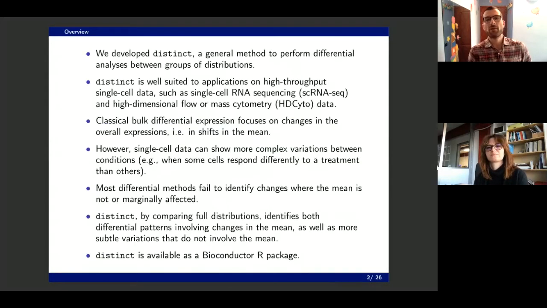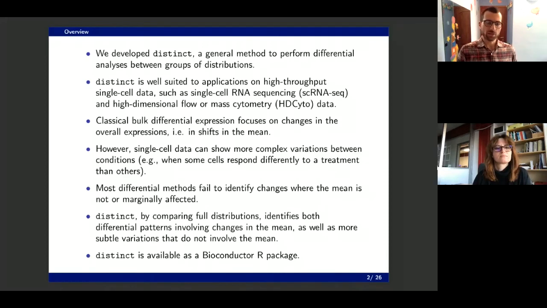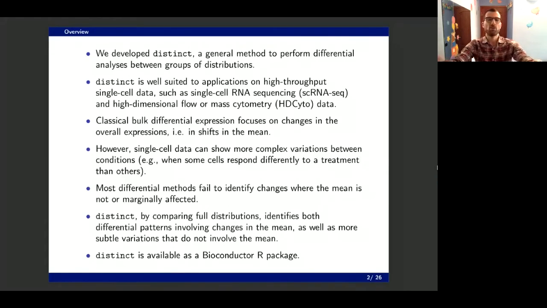So distinct is a very general method that allows you to do differential analysis between groups of distributions. And although it's very general, it's ideal for applications on single-cell data, like single-cell RNA-seq or flow or mass cytometry. And on these types of data, you can, for instance, perform differential state analysis, which is differential analysis on subpopulations of cells.